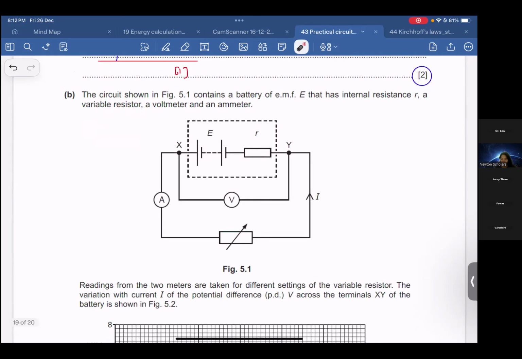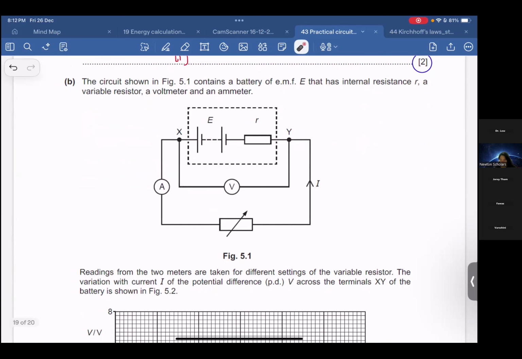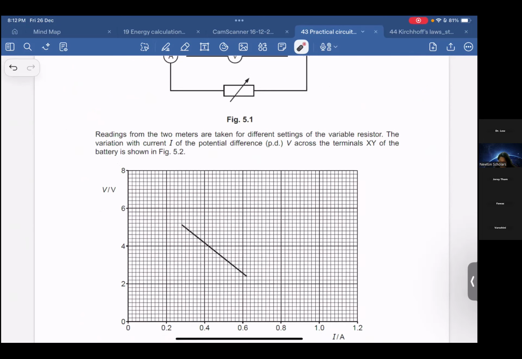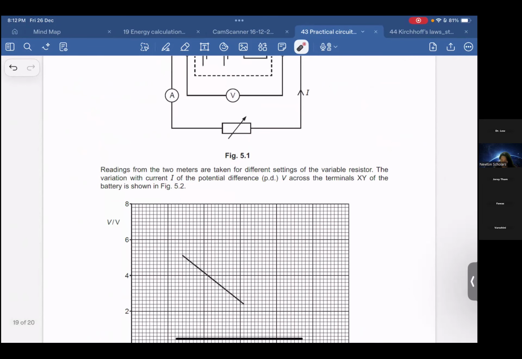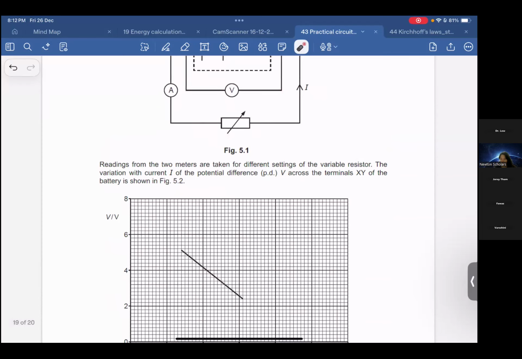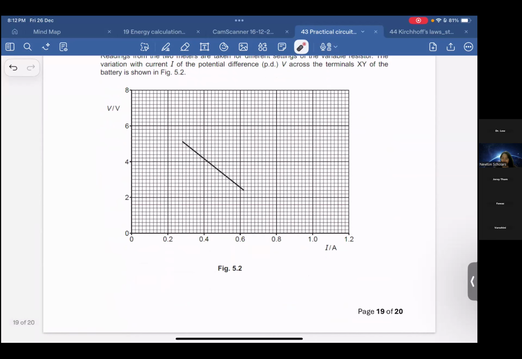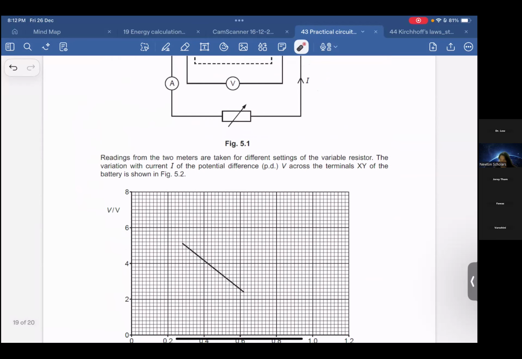Okay, so we go down. The circuit shown in figure 5.1 contains a battery with an EMF that has an internal resistance, and a variable resistor, voltmeter and ammeter. Okay, good job. The readings from the two meters are taken for different settings of the variable resistor. They adjust the variable resistor to change the current. By adjusting this resistance, you change the total current. Then from the total current, they observe what the voltmeter reading is.